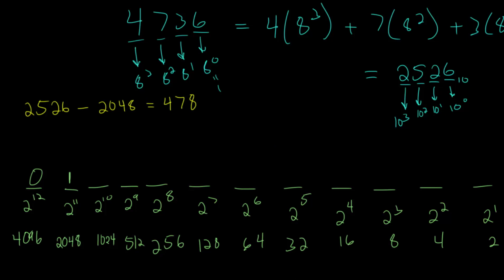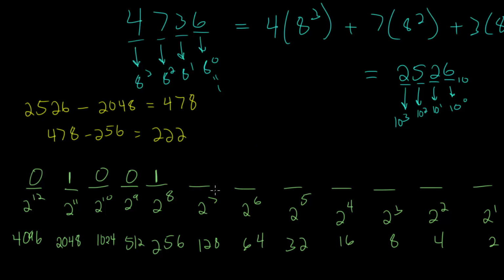So in total, we would have 478 remaining. So we go to our next bucket, but we don't have enough to fill this, so we're going to put a 0 there. We don't have enough to fill this bucket either, so we would put a 0 there. But we do have enough to fill this bucket, so we're putting, out of what we have left, 256 into this bucket here. And once we subtract, we will take our 478, subtract 256, and we have 222 remaining. So we need to keep going.